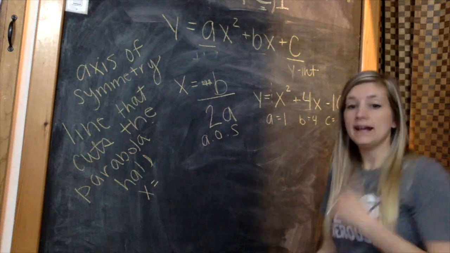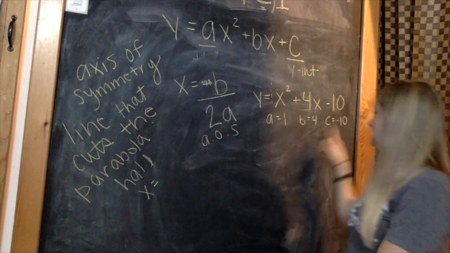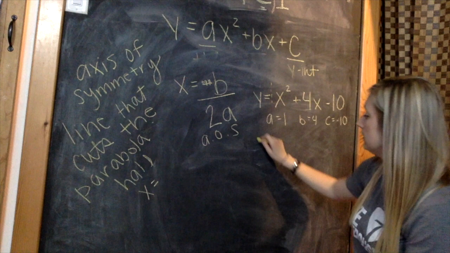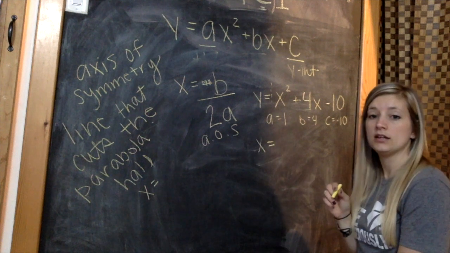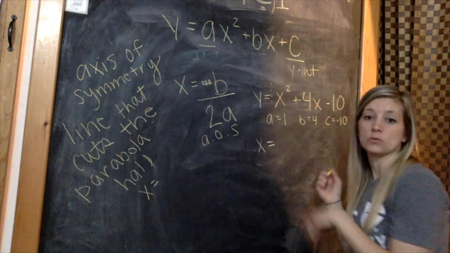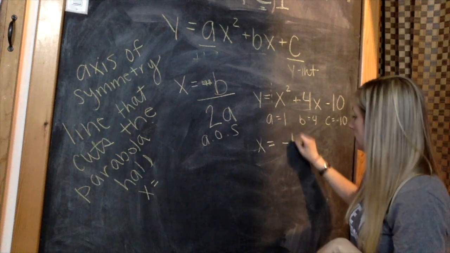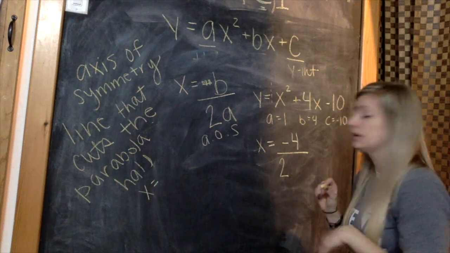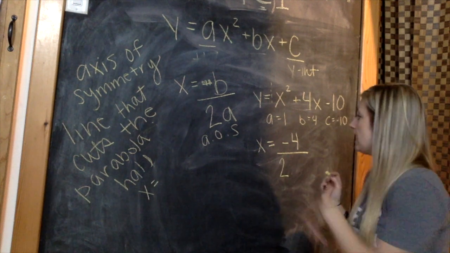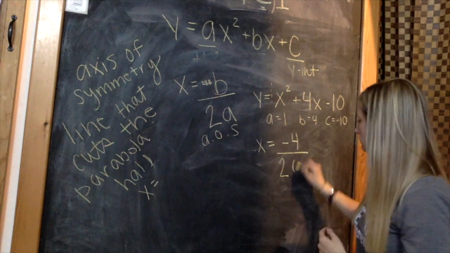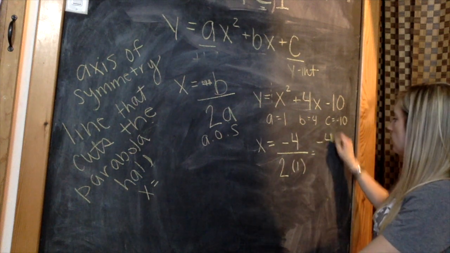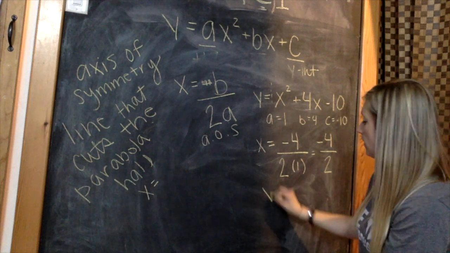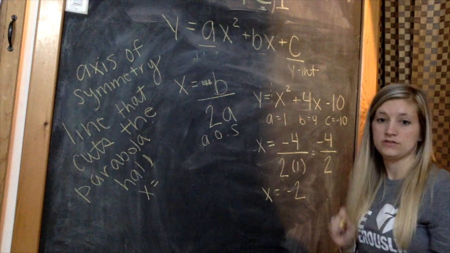Okay, so right now, the variable that we do not need is c. We do not need the c, we just need the b, and we need the a. So if the formula is x equals opposite b, our b is 4. So what's opposite of 4? Negative 4. Divided by 2, because that's in the formula, and then times a. So what's a? A is 1. So this is negative 4 divided by 2 times 1, which is 2. So x would equal negative 2.